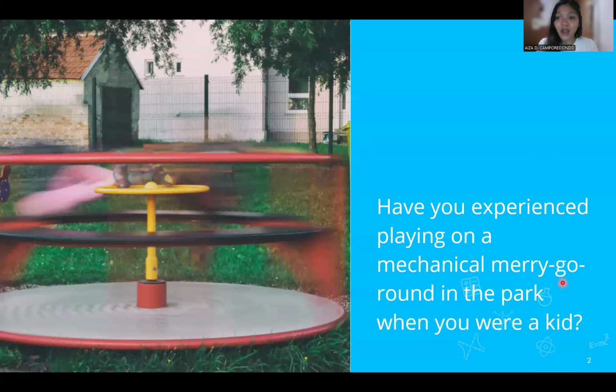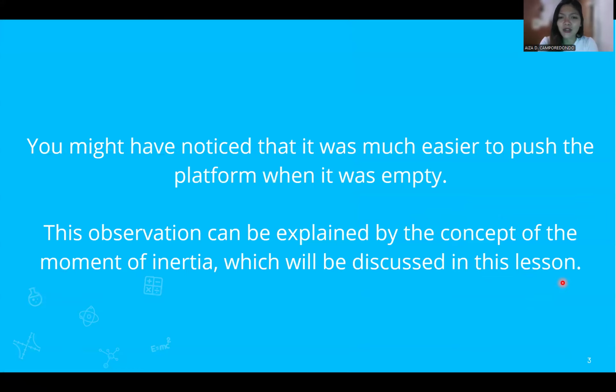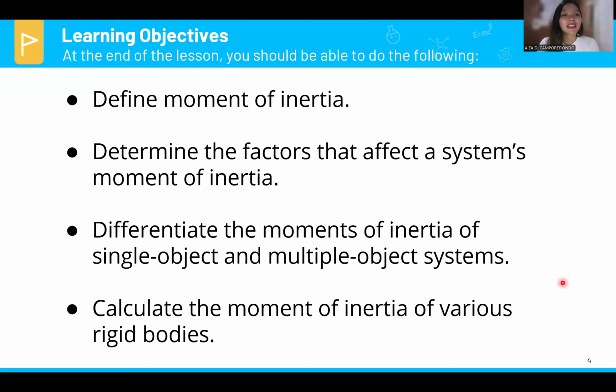Have you ever tried to play on a mechanical merry-go-round in the park when you were a kid? Because if you did, you might have noticed that it was much easier to push the platform when it was empty. This observation can be explained by the concept of moment of inertia, which will be discussed in this lesson. Let me present to you our learning objectives.